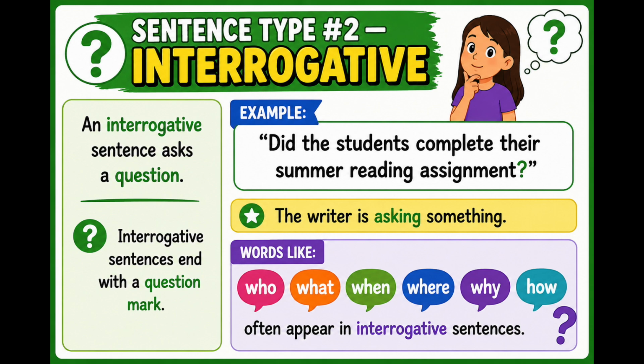So examples are, do you like chocolate or vanilla ice cream? What color are your eyes? What's your address? Question words like who, what, when, where, why, and how often appear in interrogative sentences. Let's look at some examples. This is probably the easiest sentence type because we all pretty much understand when we're being asked a question.